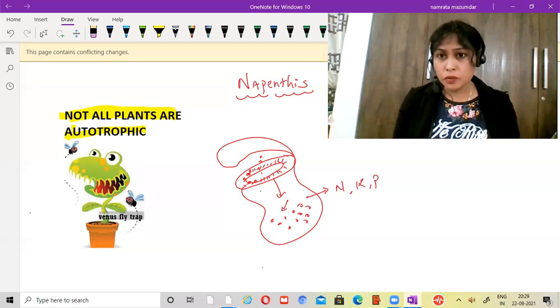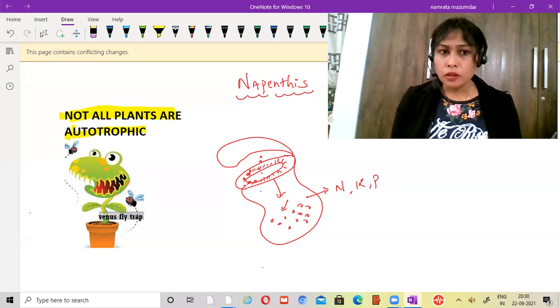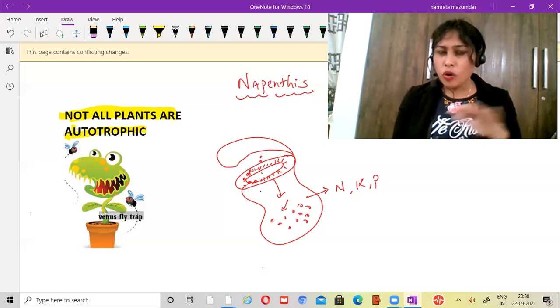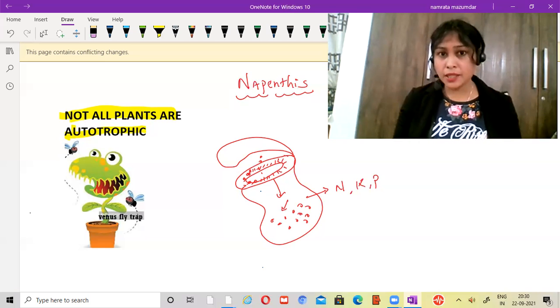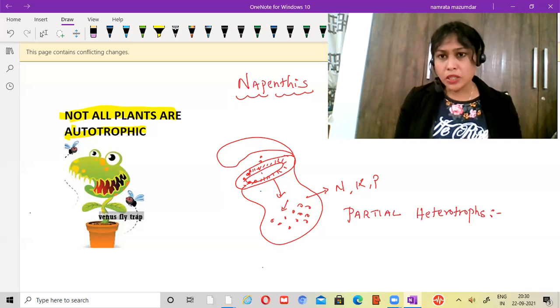These are the major elements for the metabolism and survival of plants, as you know. This mineral nutrition is essential for the survival of the plant. So my topic states that not all plants are autotrophic. It means Nepenthes are partial heterotrophs. So, what are partial heterotrophs? Why are they called partial?